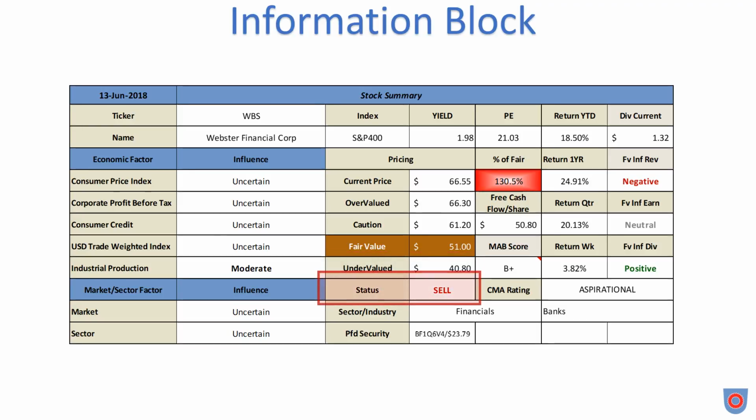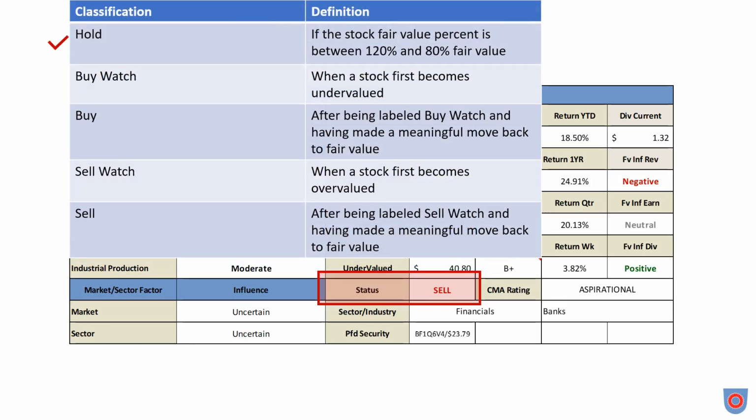Based on these classifications, the stock is also labeled for consideration in a portfolio as a hold if the stock fair value is between 120% fair value and 80% fair value, buy watch when the stock first becomes undervalued, buy after being labeled buy watch and having made a meaningful move back to fair value, sell watch when the stock first becomes overvalued, sell after being labeled sell watch and having made a meaningful move back to fair value.